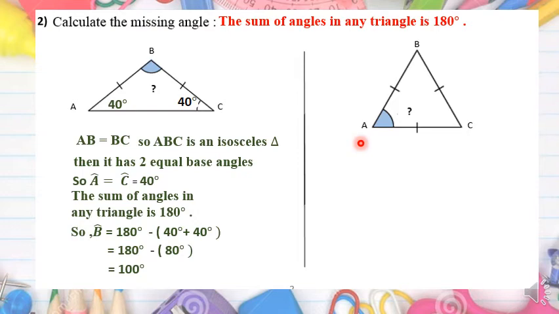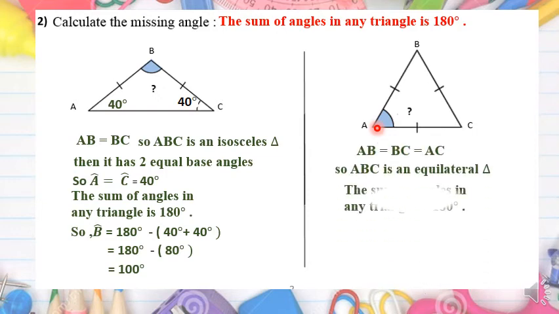Look at triangle ABC. What can you notice? We notice that AB is equal to BC is equal to AC. Then this triangle is an equilateral triangle. So, we know that in the equilateral triangle, we have three equal angles. So, angle A is equal to angle B is equal to angle C.